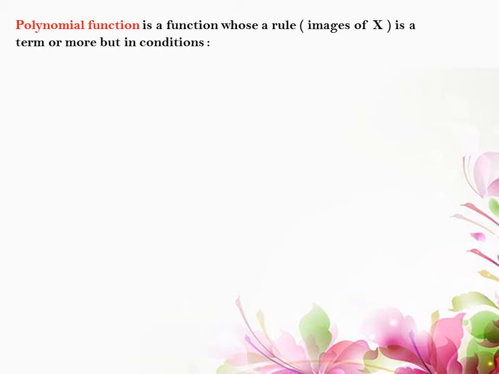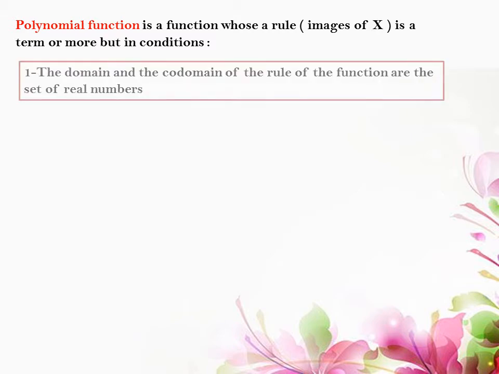The polynomial function is a function whose rule means images of x, and it consists of one term or more. Again, the definition is a function whose rule means images of x, and the polynomial function consists of one term or more, but under conditions.